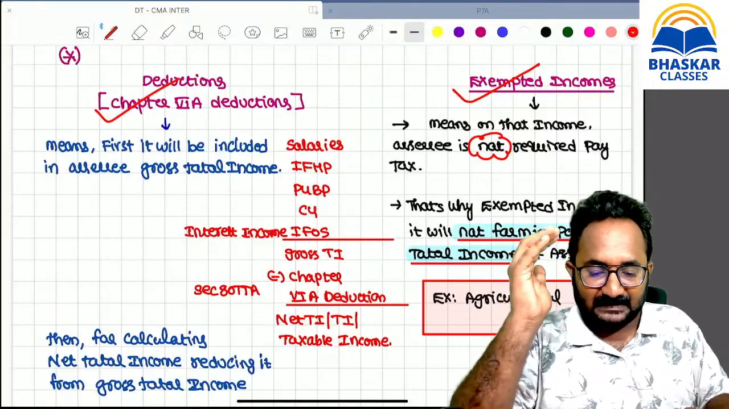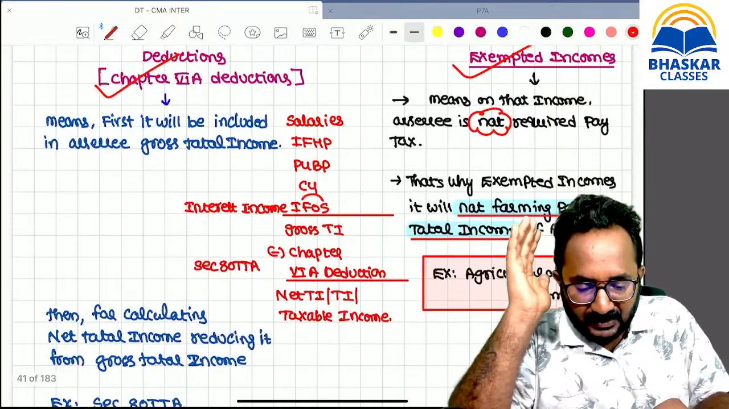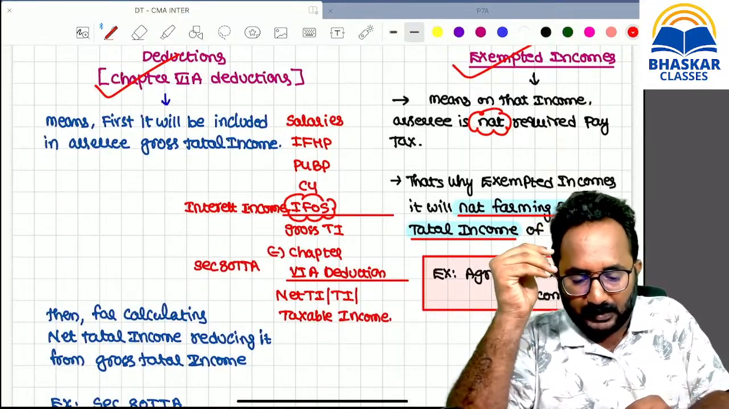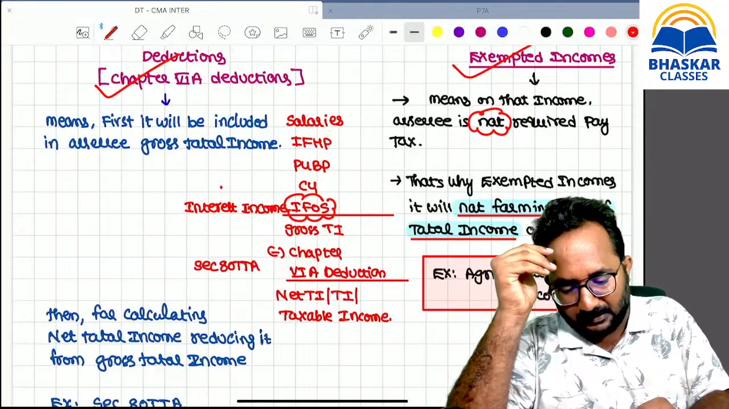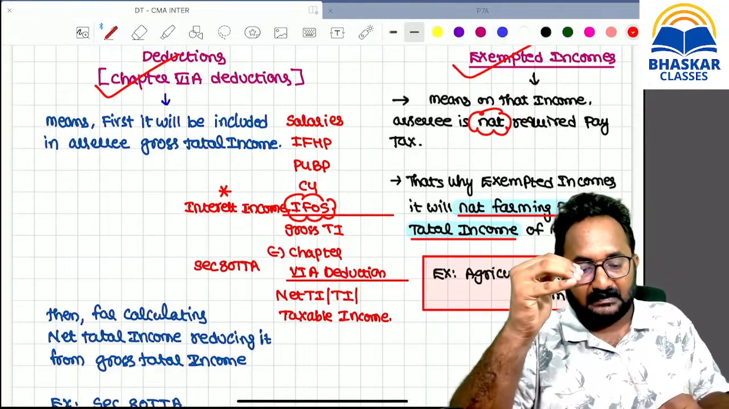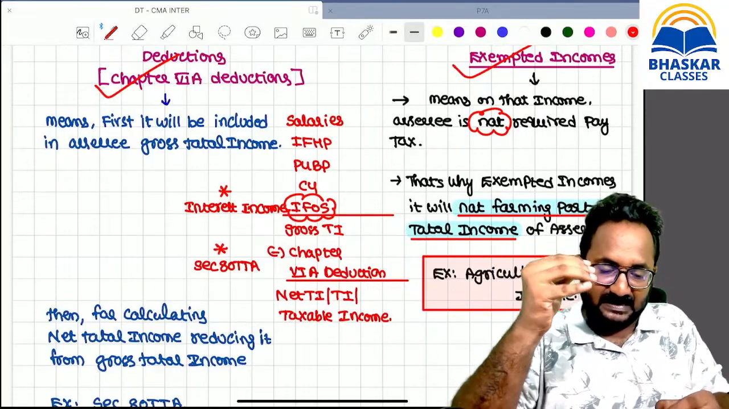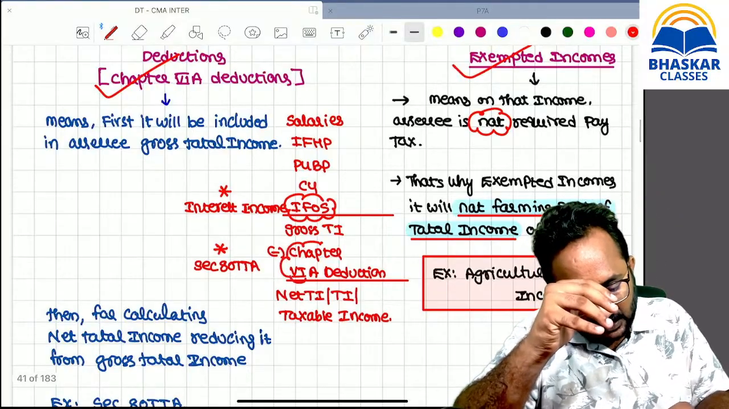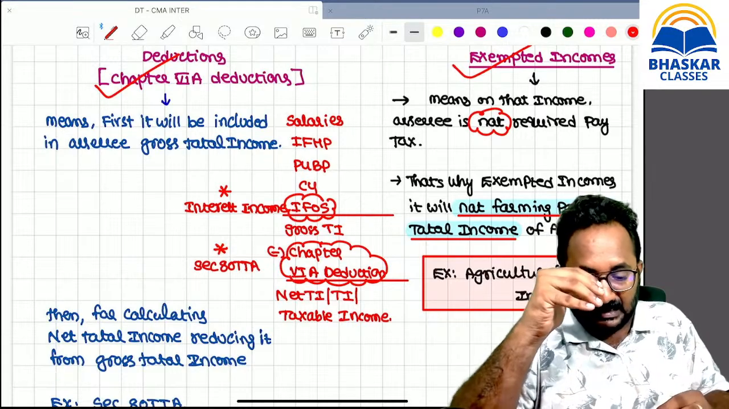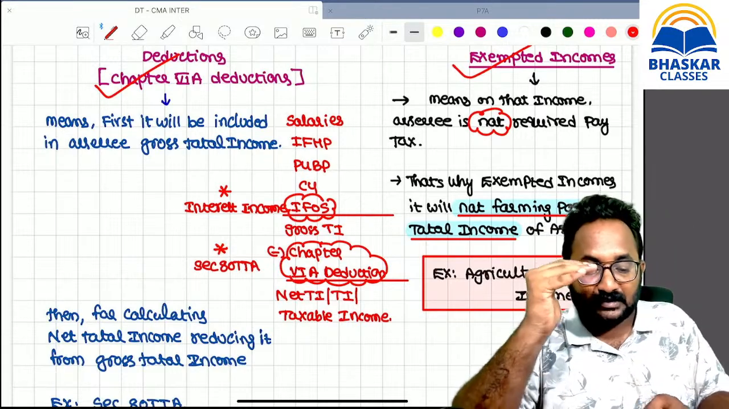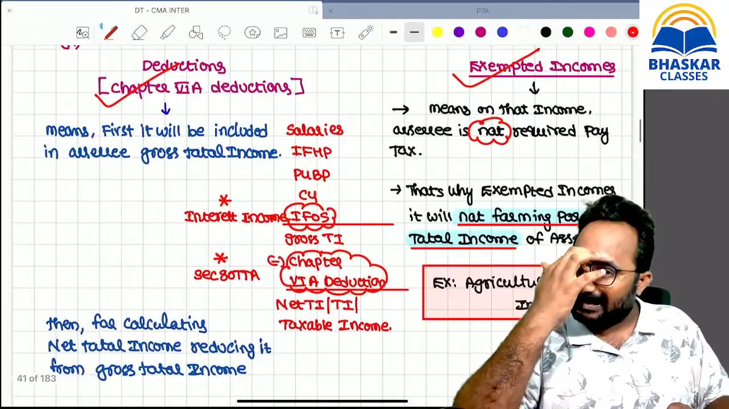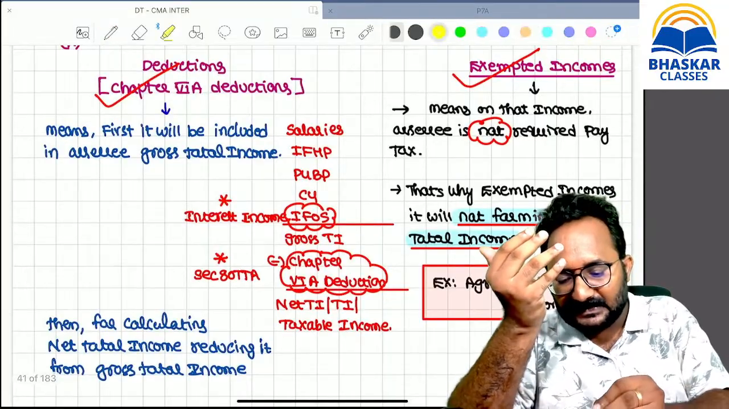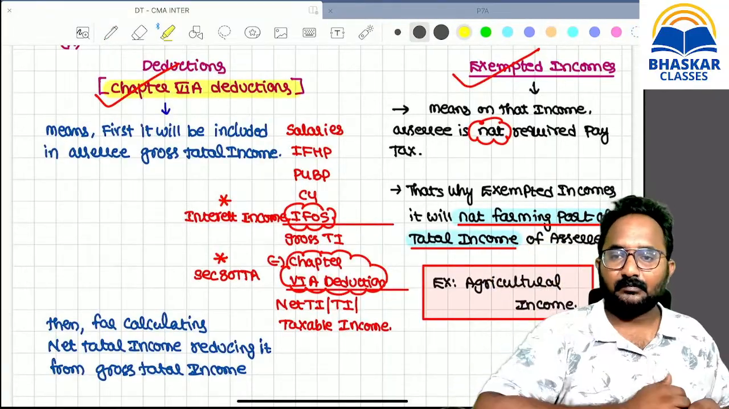What do you mean by deduction, sir? I will tell you. If you have interest income, it will be included in our income from other sources. Am I right? But on that interest, we can get some deductions like 80TTA. First, it will be included in the Assessee's total income. After that, we can give it as a deduction. So that is called a deduction. Example, Chapter 6A deductions.